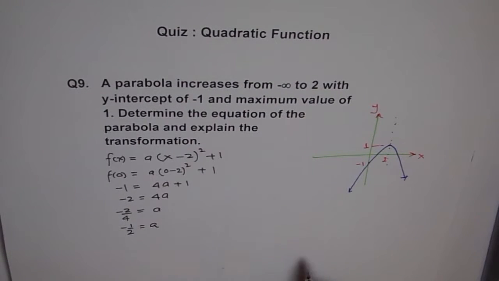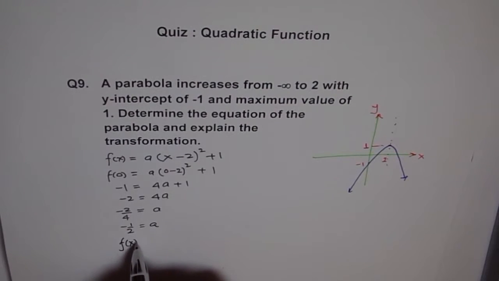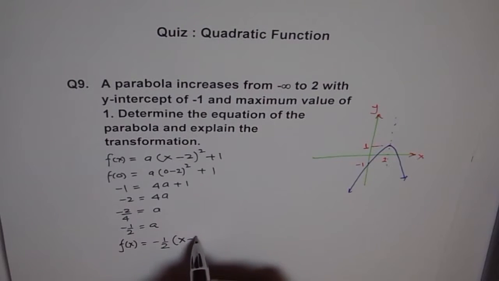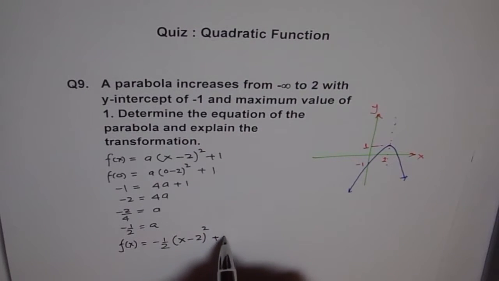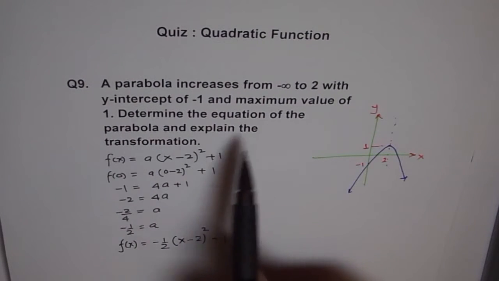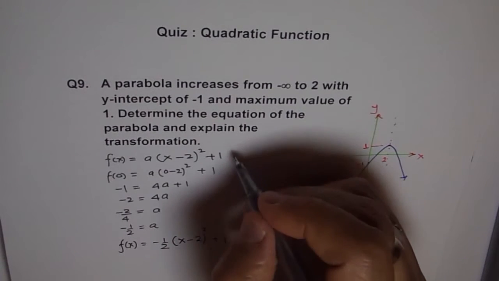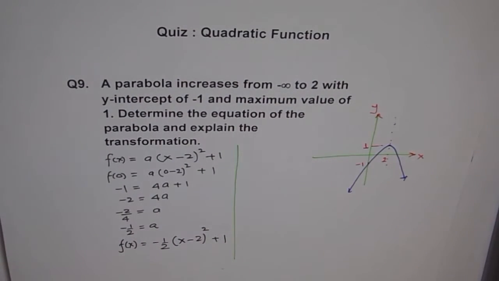So now we can write our function as f of x equals minus half times x minus 2 whole squared plus 1. It is not necessary to start with a negative number. You can just write a, and once you plug in the values, you will get the right value of a. That is how we can find the equation of our function. The question was to determine the equation of the parabola and explain the transformation, so let's do the next part, explaining the transformation.